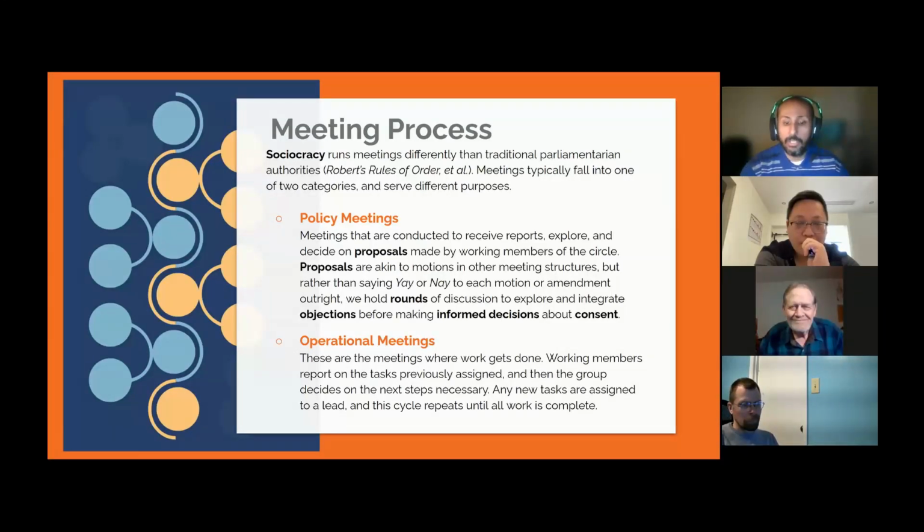These are meetings where work gets done. Working members report on the task previously assigned, and then the group decides on the necessary steps, and any new tasks are assigned to the lead, and the circle repeats until all the work is completed.